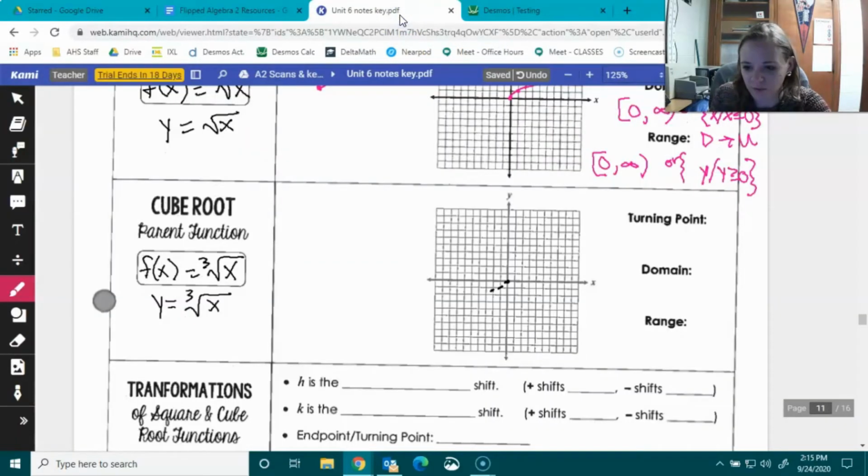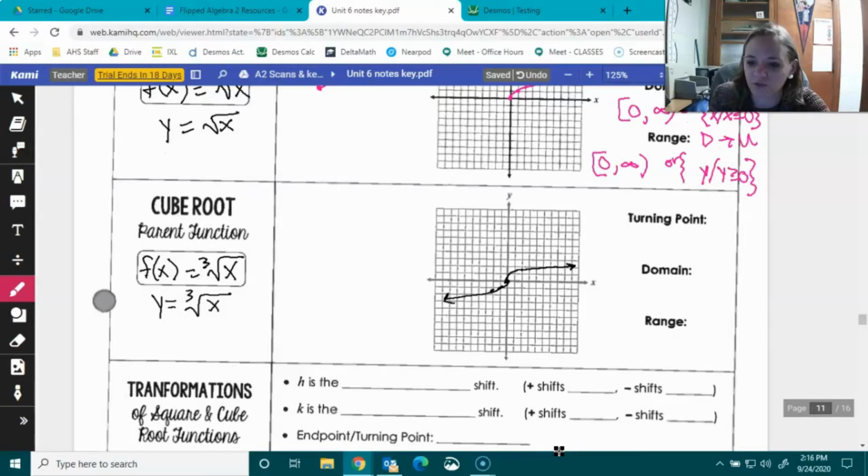And 2 and 1.2. Alright, I'll just go ahead and stick with these points, as long as I got something to take me that way, and I've got something to take me that way. I'm good. Alright, turning point's a little different for this.